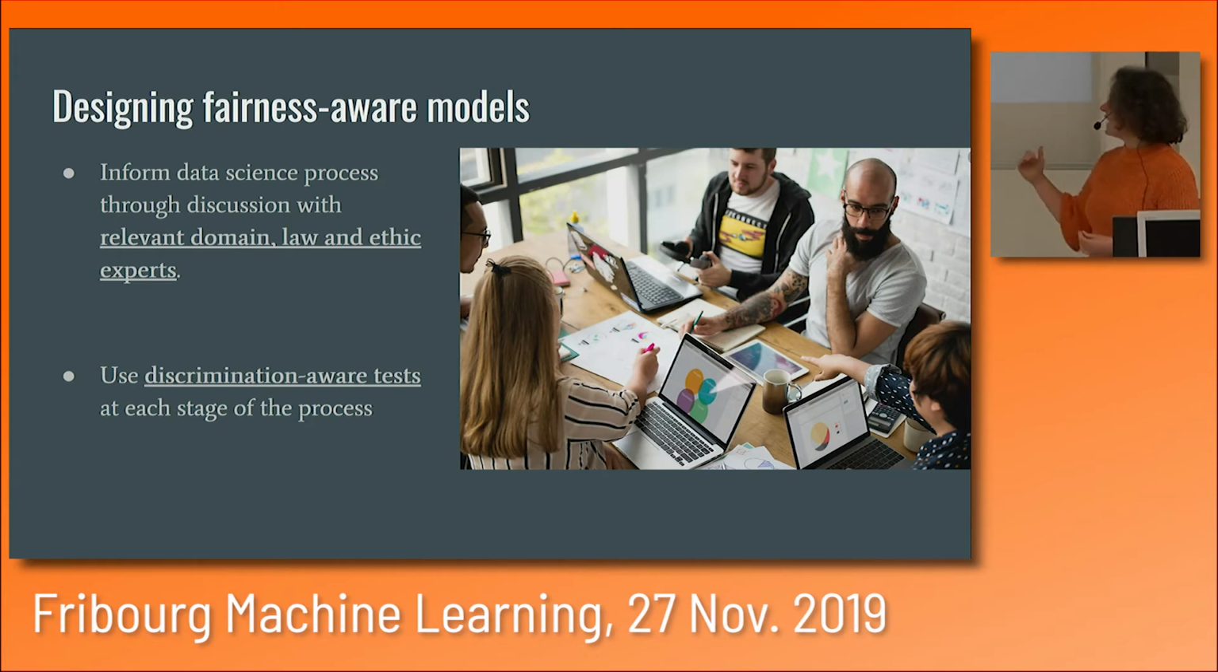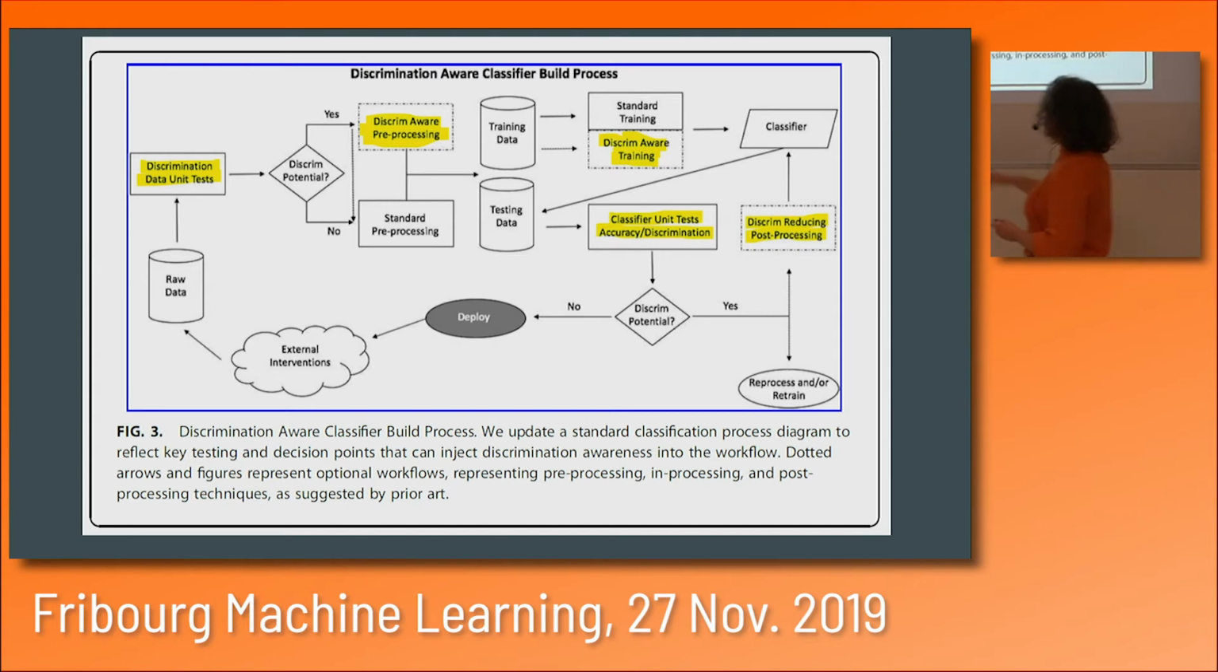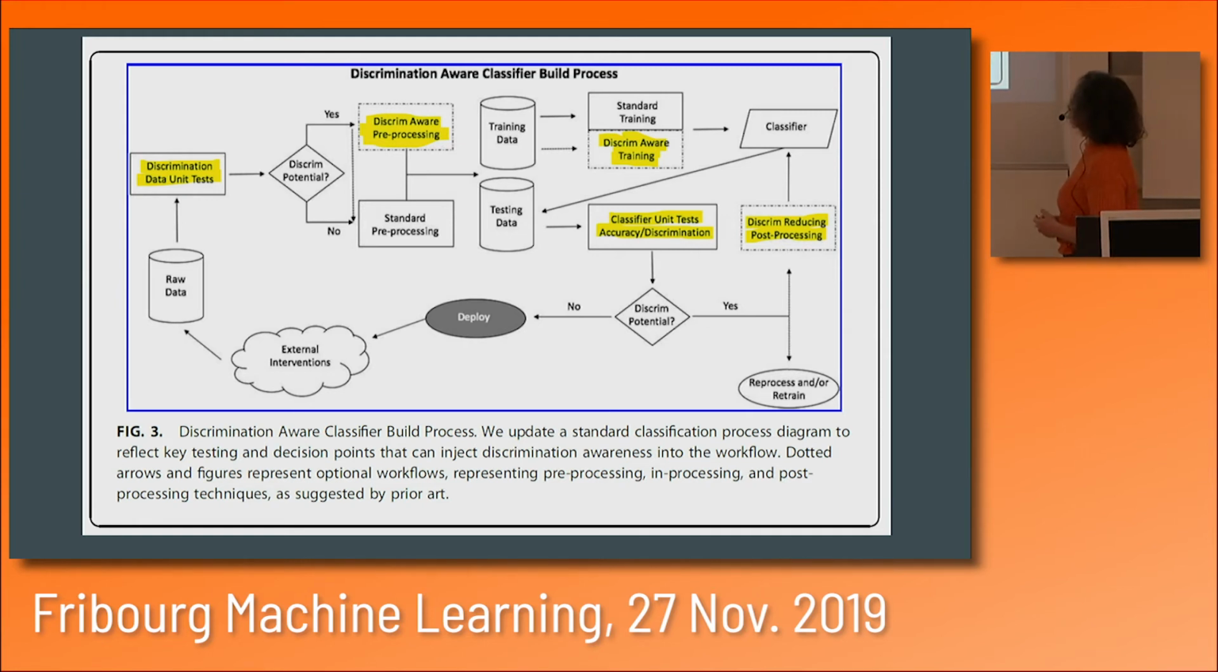And then at each stage of the process, they can use discrimination-aware tests. So if we take the process, which is a bit more detailed than the one we saw before, you can see that you have discrimination data unit tests based on the raw data that can identify a discrimination potential or not. If you have a discrimination potential, you can do pre-processing of your data to try to remove it at this stage. Then when you train your model based on the data, you try to have a loss function, for example, that is fairness aware, so that it takes into account discrimination.